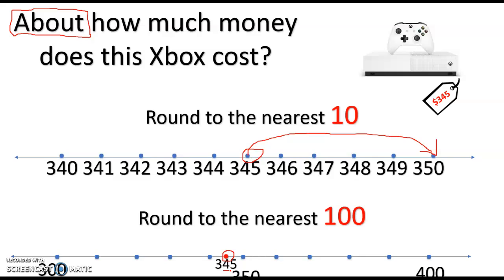Remember, if it's a 1, 2, 3, or 4, we round down. If it's 5, 6, 7, 8, or 9, we round up. I see 4, so I know I need to round down. So 345 rounded to the nearest 100 is 300. I also can tell on the number line that 345 is closer to 300 than it is to 400. So if I round to the nearest 100, 345 is about 300.